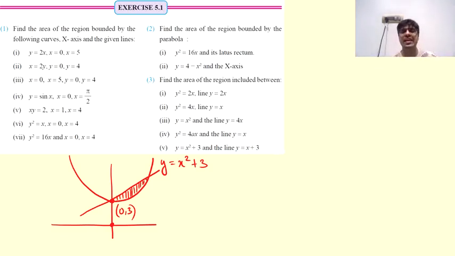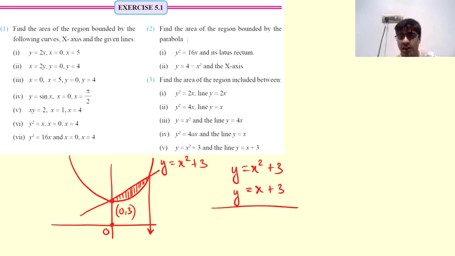So we can say it is area under the line minus area under the parabola, and that needs to be integrated from 0 up to the x coordinate here, and the x coordinate can be obtained by solving this curve and this curve simultaneously. So y equal to x square plus 3 and y equal to x plus 3. To solve them simultaneously, just subtract the two equations. You will have 0 equal to x square minus x, and 3 minus 3 will be 0. X square minus x equal to 0, so we have x into x minus 1 equal to 0. So x will either be 0 or x will be equal to 1.